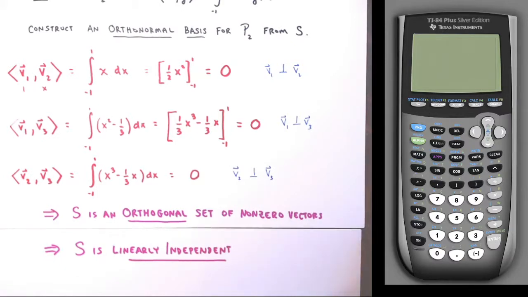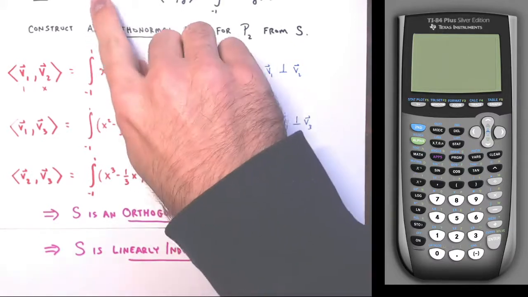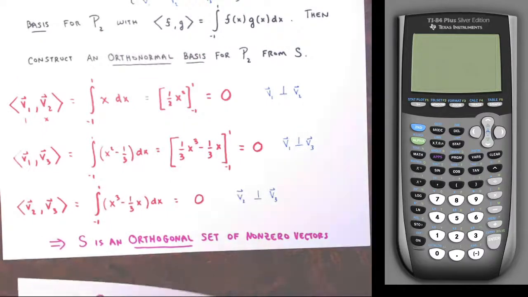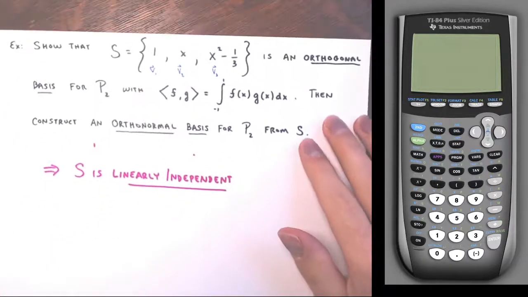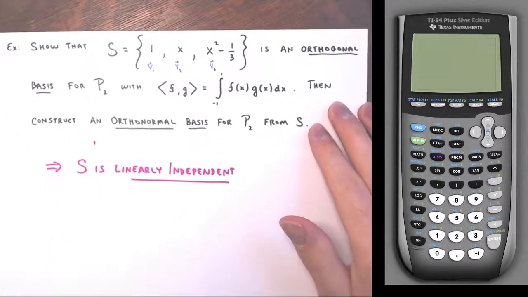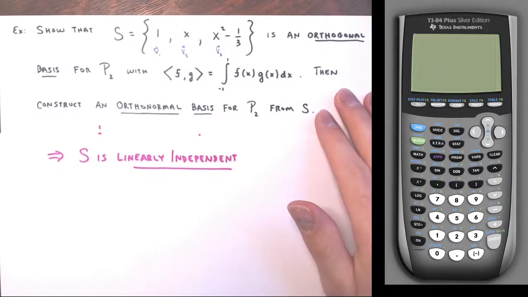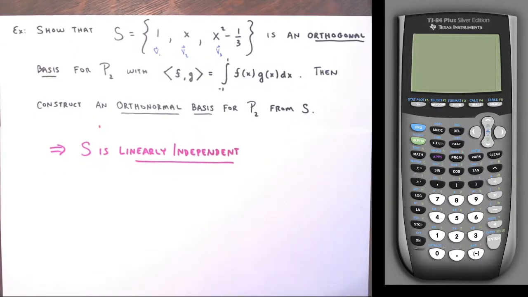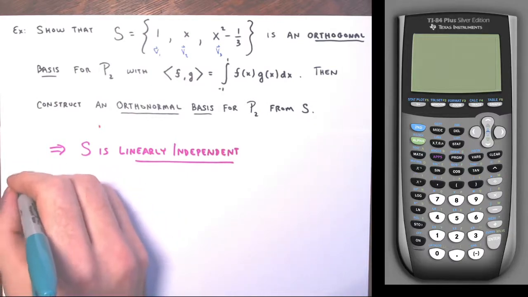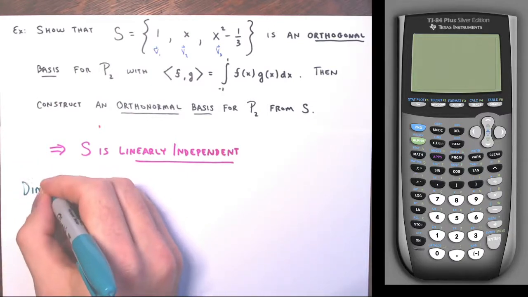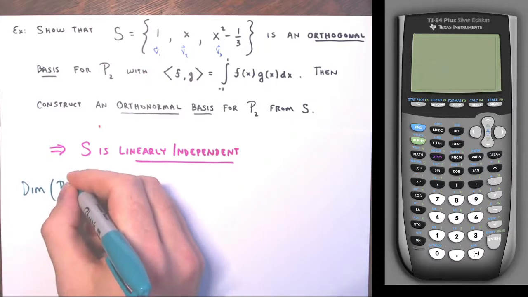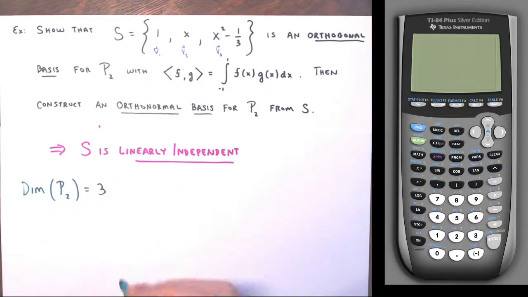We're trying to say that this is an orthogonal basis for P2. And this is a space that you know the dimension of, right? Again, if you've been watching my videos, it's come up many times now. The dimension of the vector space P2 is 3. Remember the standard basis had polynomials 1, x, and x squared. It had 3 vectors.